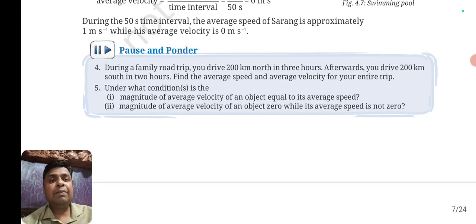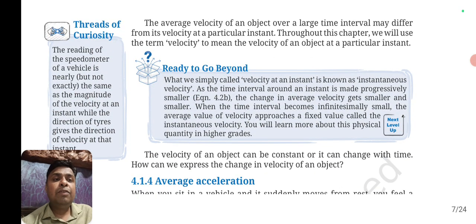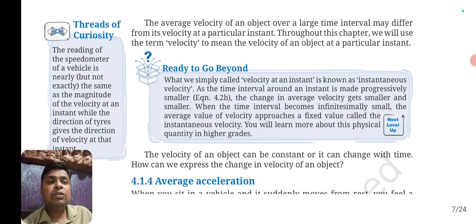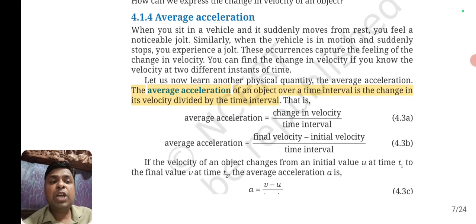Another examples are given. Pause and ponder. You can read it and solve it. Average velocity of an object over a large interval may differ from its velocity at a particular instant. So throughout this chapter we'll use velocity to mean velocity of an object at a particular instant. Now what is acceleration? Acceleration is change in velocity upon time interval. Remember this formula.